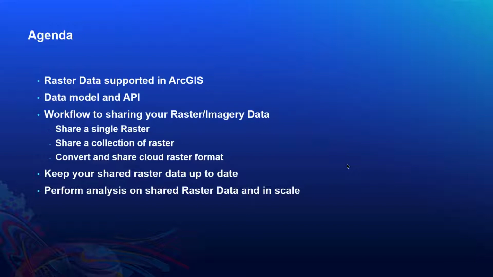And then I'll present to you a couple of different scenarios you may run into, such as sharing a single raster data as a single image service layer, or how you can use an additional data model to manage a collection of raster data and share the collection as an image service, and how you can convert and share cloud raster format data that is in contemporary cloud storage such as Amazon S3, Azure Blob Storage, or Alibaba Cloud Blob Storage.